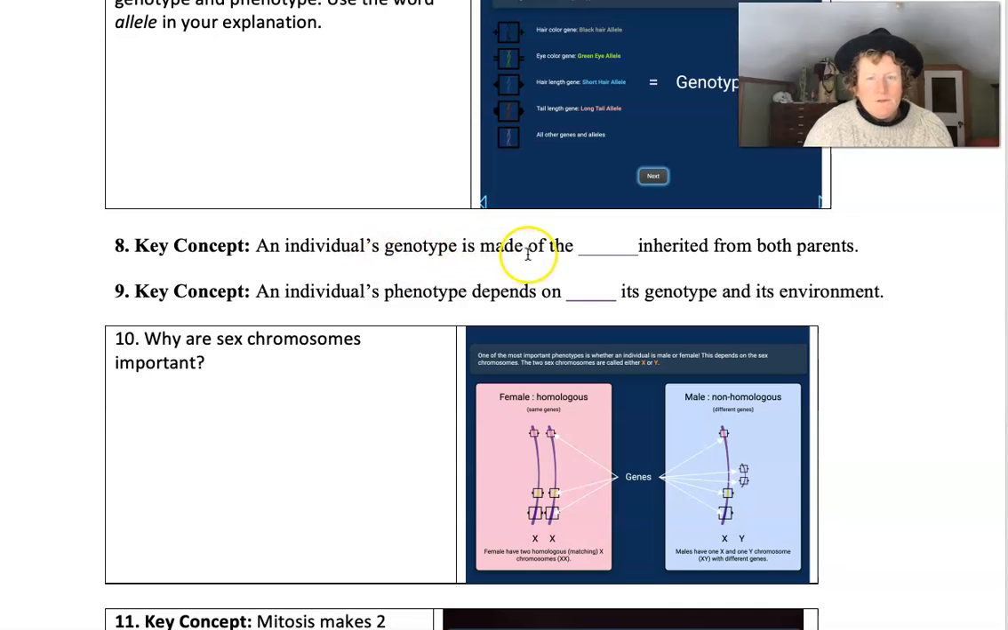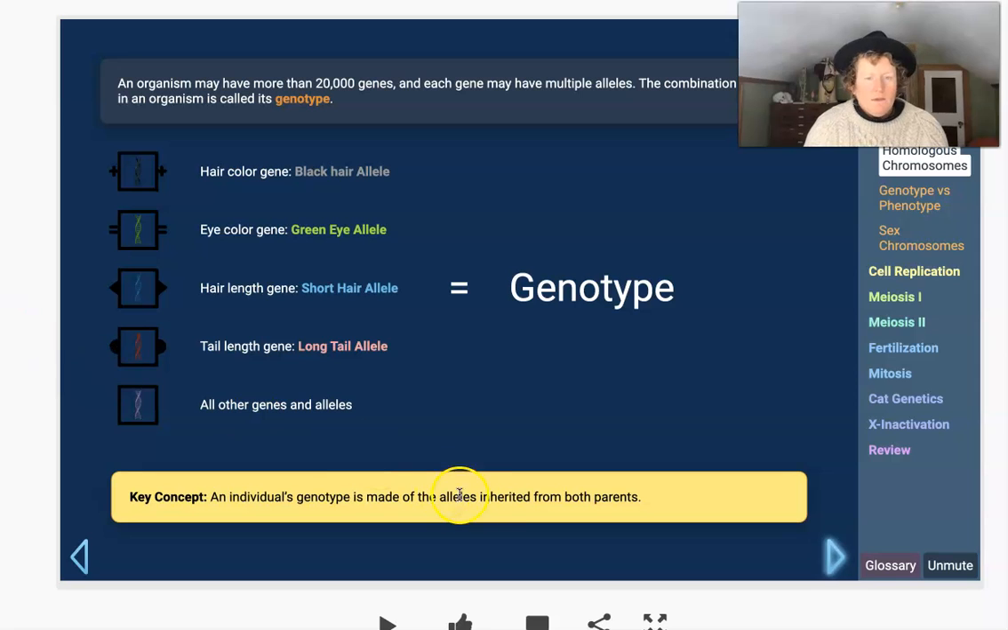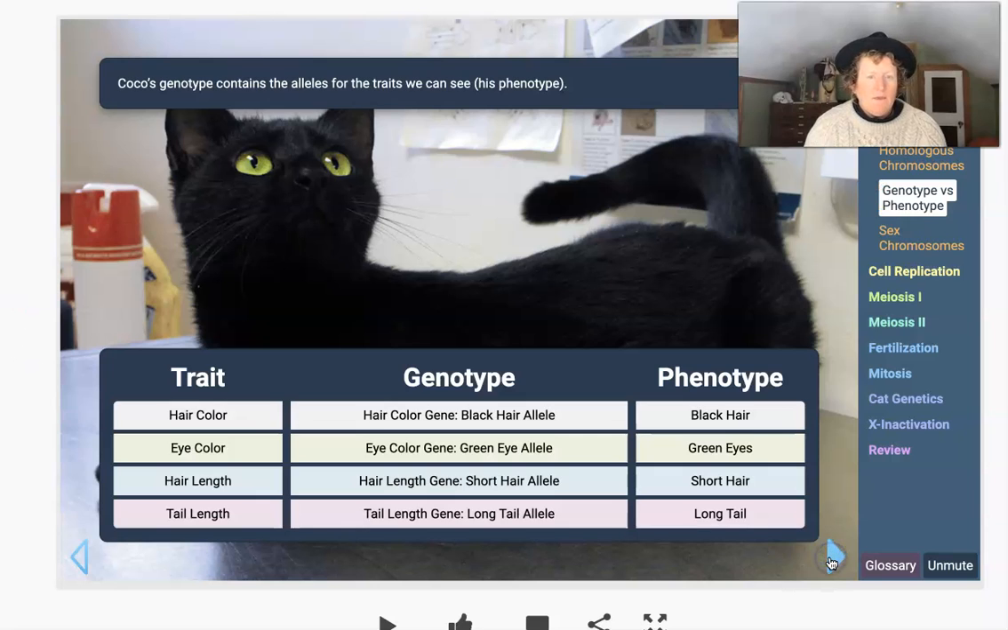And an individual's genotype is made of the what? Made of alleles inherited from both parents. Coco's genotype contains the alleles for traits we can see. So black hair, green eyes, short hair, long hair, those are all phenotypes that we can see. The genotype would be the black hair allele, or the green eye allele, or the short hair allele, or the long tail allele.